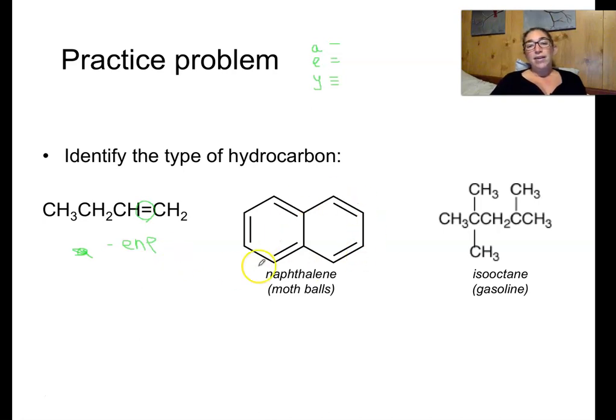This one here, naphthalene, is a little bit misleading by its name because it ends in ene, but I do see a 6-carbon ring with 3 double bonds. So this right here is an aromatic ring. So this would be aromatic.